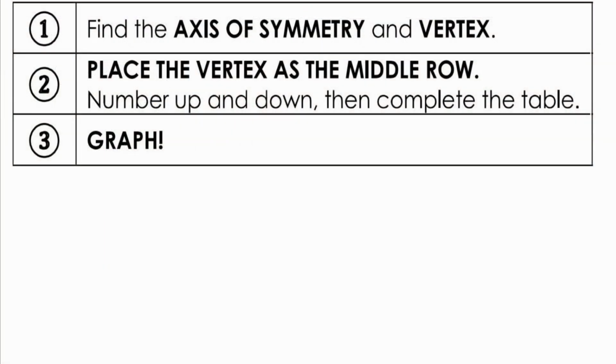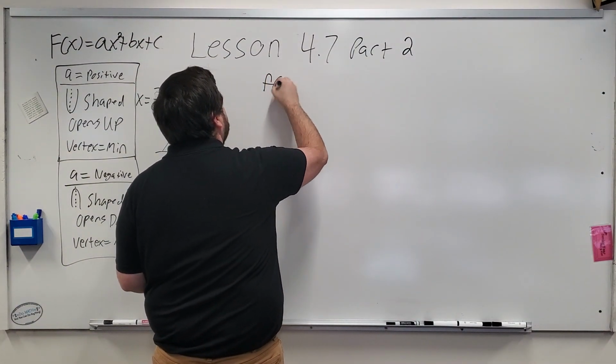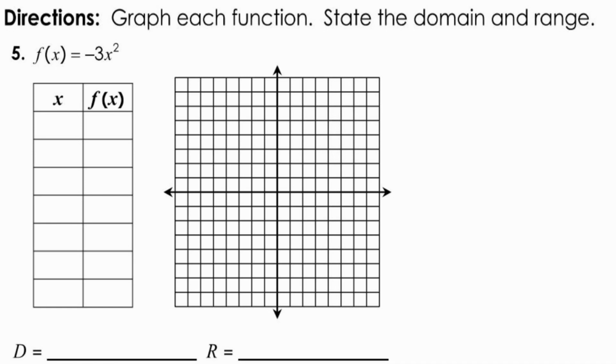All right? So right now, the steps are being presented to you. Find the axis of symmetry and the vertex. Place the vertex in the middle row of your XY table, number up, number down, complete the table, and then finally graph it. So we have our first equation, which is f of x is equal to negative 3x squared. And I want to graph the function and find the domain and the range.